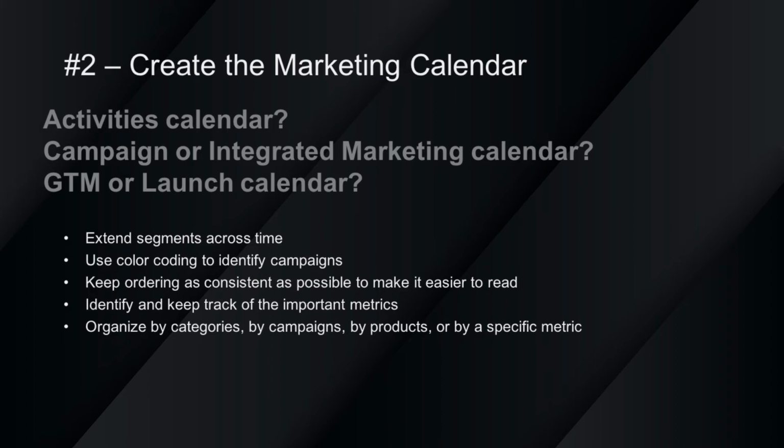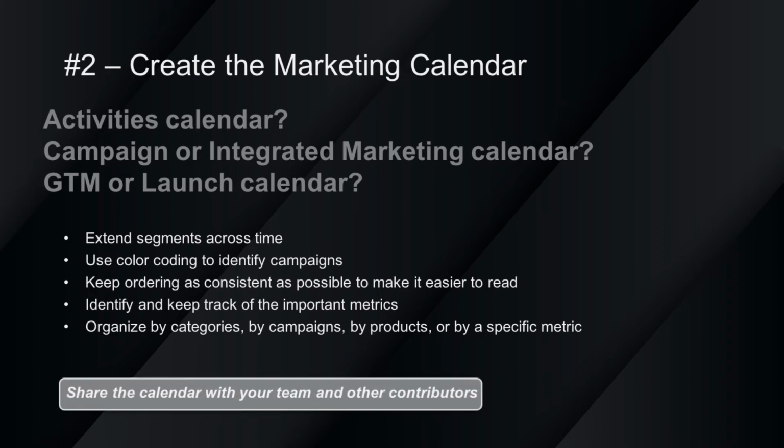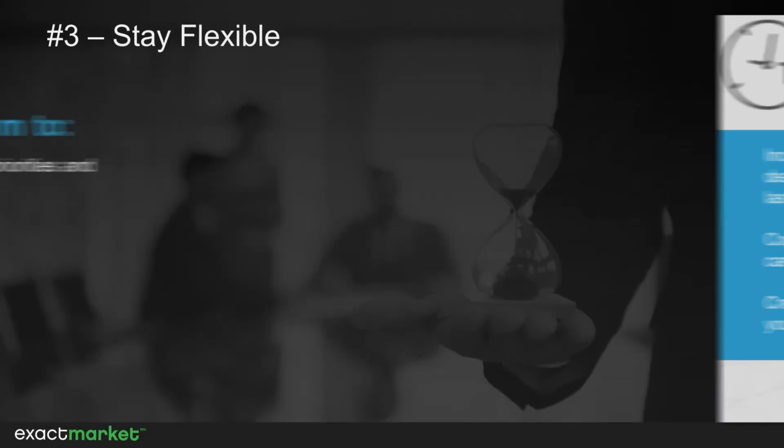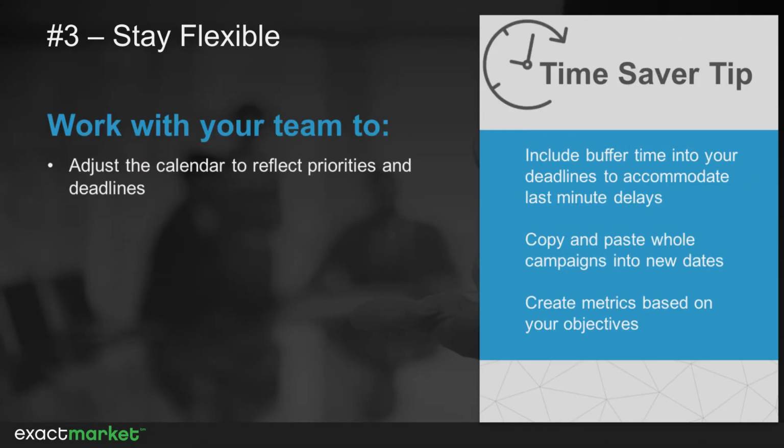Once you've created your calendar, it's time to share it with your team and other contributors. Let anyone involved watch the results over time. People who see results of their work as part of the greater objective are much more motivated to maintain their deliverables and deadlines. Adjust the calendar to reflect your team's priorities. If the goal is to meet a hard deadline, stick to it.